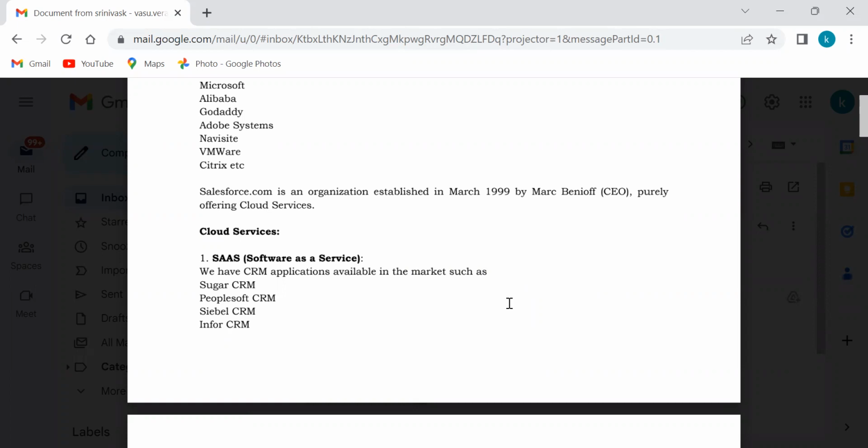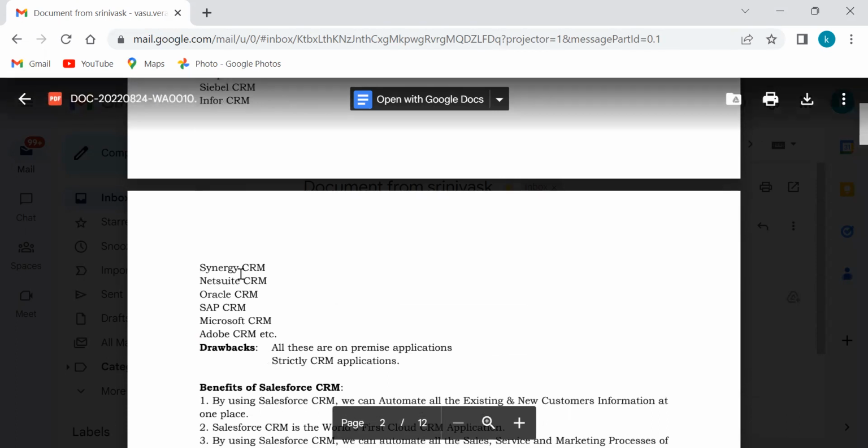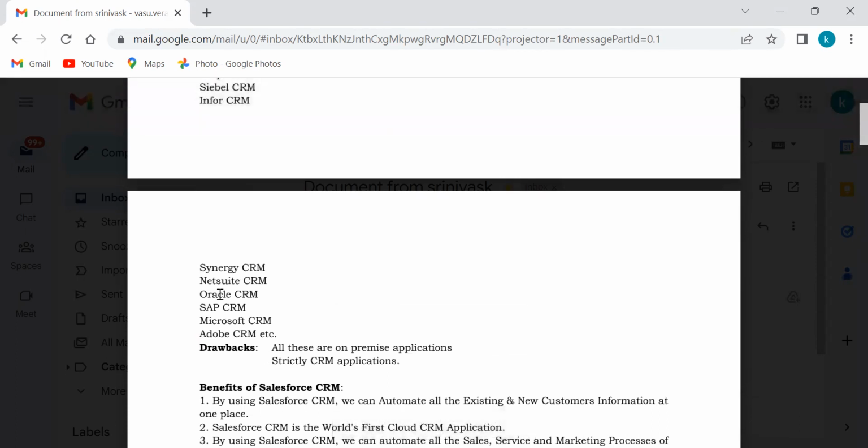We have so many CRM applications in the market, not only Salesforce CRM. We have had so many ready-made CRM applications in the market for many years, like Sugar CRM, PeopleSoft CRM, which are very famous, Siebel CRM, Infor CRM, and also Synergy CRM, NetSuite CRM, Oracle CRM, SAP CRM, Microsoft CRM, Adobe CRM.